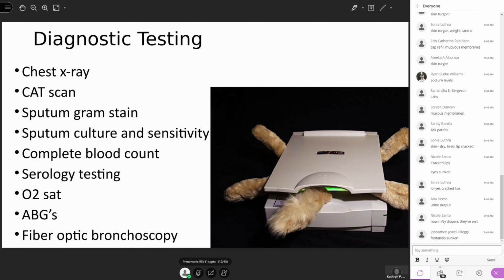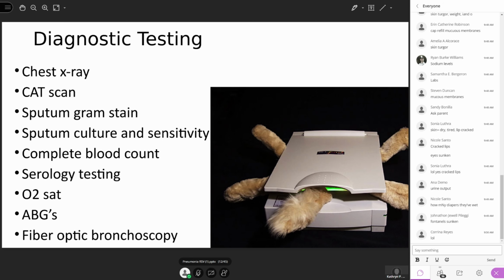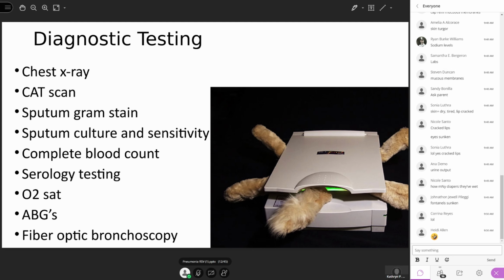So diagnostic testing, you like my CAT scan? We're going to do a chest x-ray and a CAT scan. And they're going to do a sputum culture and sensitivity. What I want you to know about getting a sputum culture: a sputum culture can be really important, and we want to make sure that we get enough.